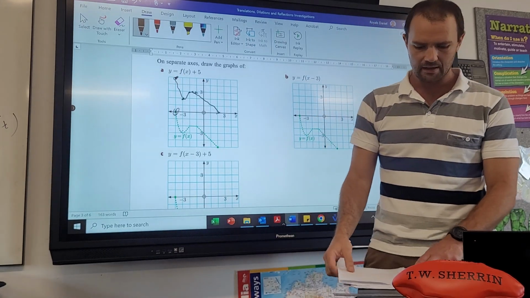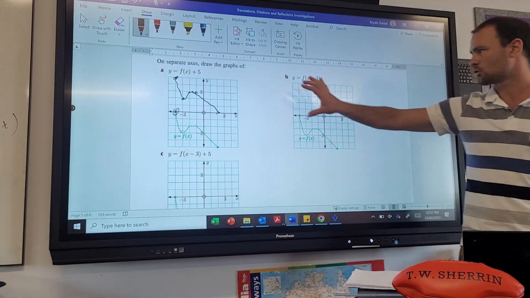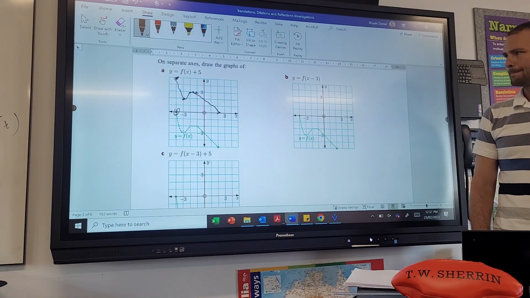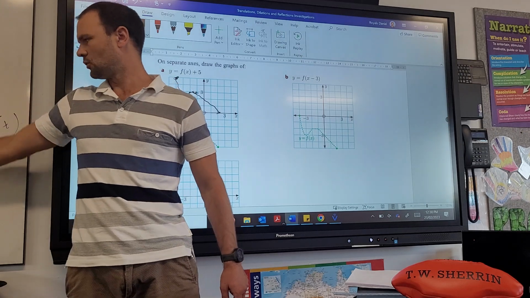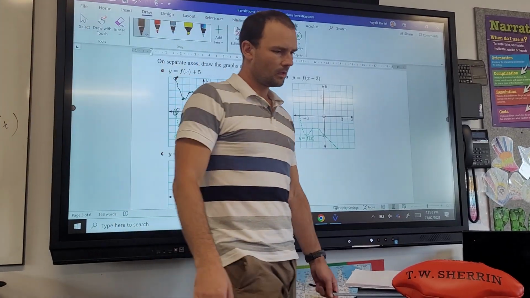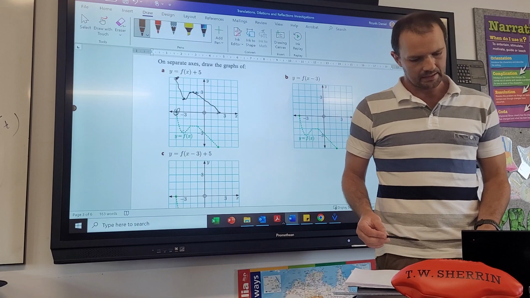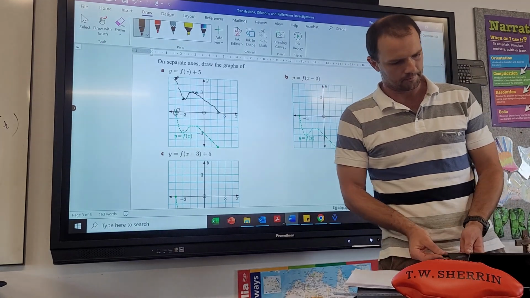So what you're doing today then is making those transformations. F of x take 3, what's it do? Moves it c units to the right. So let's see how we go with that exercise. That's it for today.